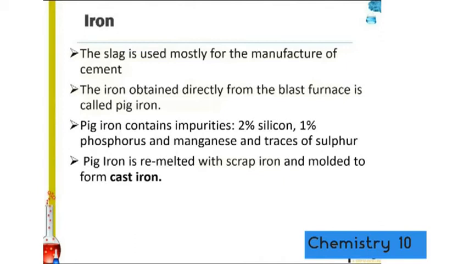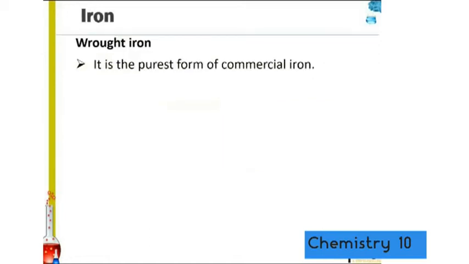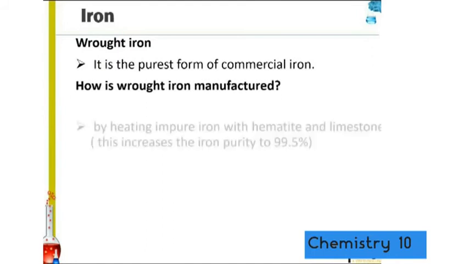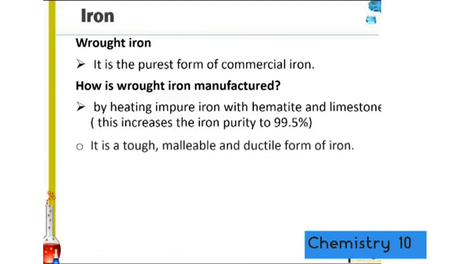The pig iron is then remelted with scrap iron and molded to form cast iron. If most of the impurities are removed from the pig iron, we get wrought iron. Wrought iron is the purest form of commercial iron and has improved strength and malleability in comparison to pig iron. It is manufactured by heating the impure iron with hematite and limestone to increase the iron purity to 99.5%. It's tough, malleable, and ductile.